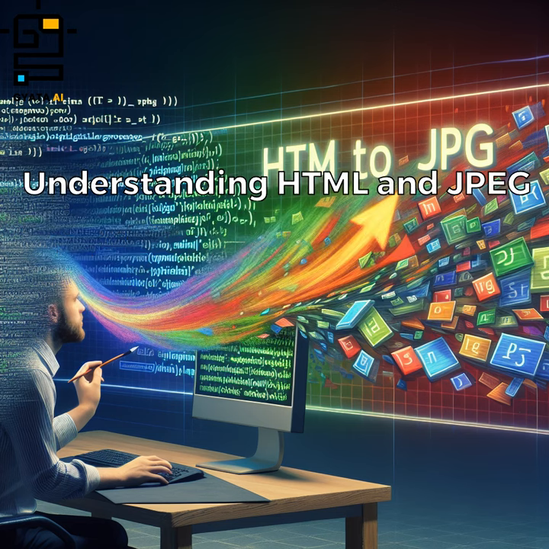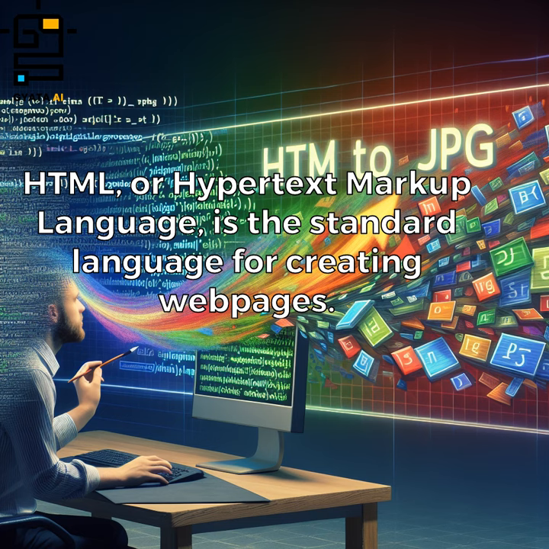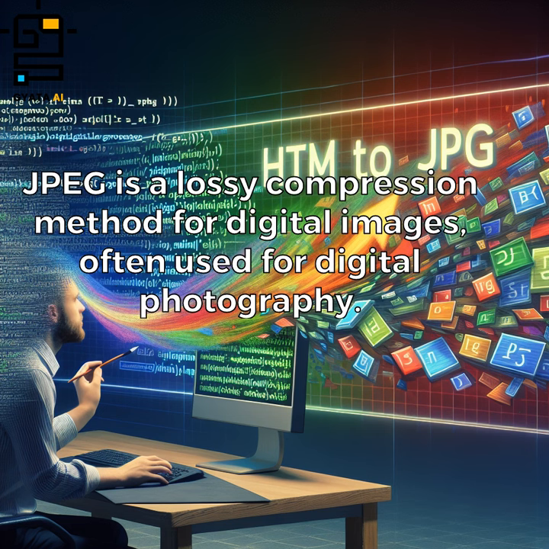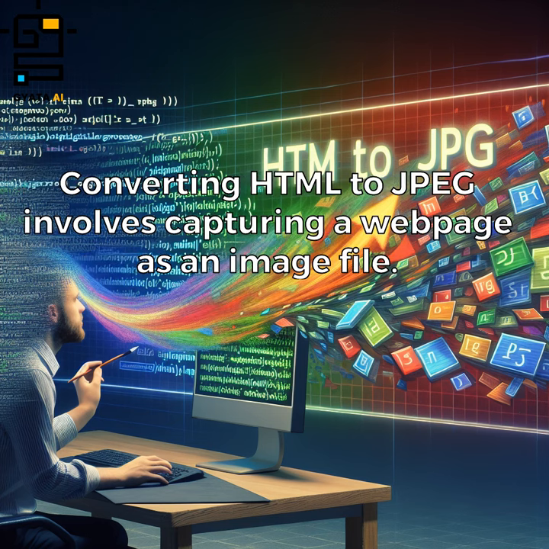Understanding HTML and JPEG. HTML, or Hypertext Markup Language, is the standard language for creating web pages. HTML5, the latest version of HTML, introduces new features for interactive, multimedia-rich websites. JPEG is a lossy compression method for digital images, often used for digital photography. Converting HTML to JPEG involves capturing a web page as an image file.